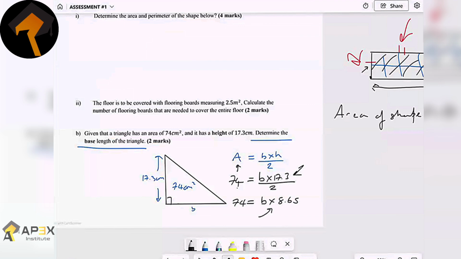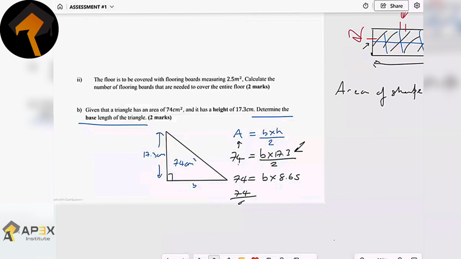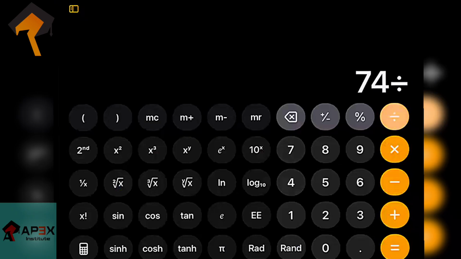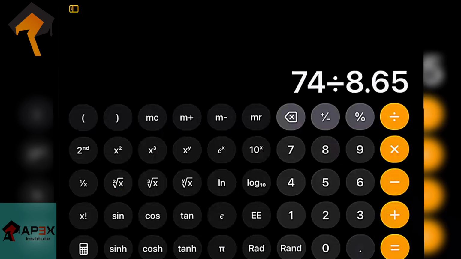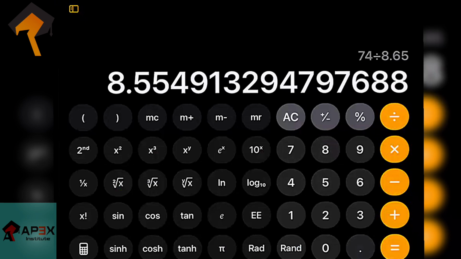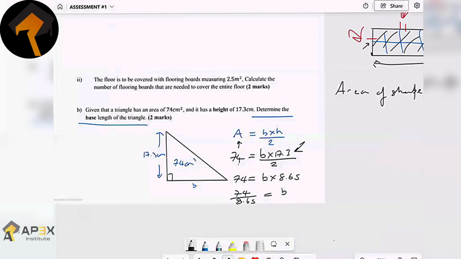And to isolate the B from here, all we have to do is divide both sides by 8.65. So B is equal to 74 divided by 8.65. So we get a measurement of 8.55, 8.6 pretty much. All right. So therefore we are saying that this base here is 8.65.